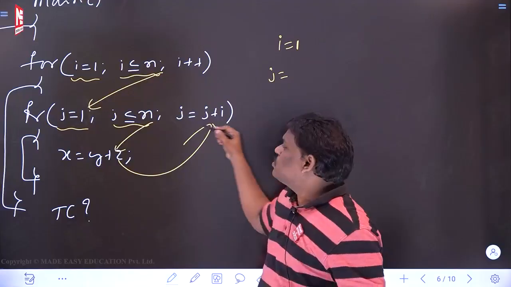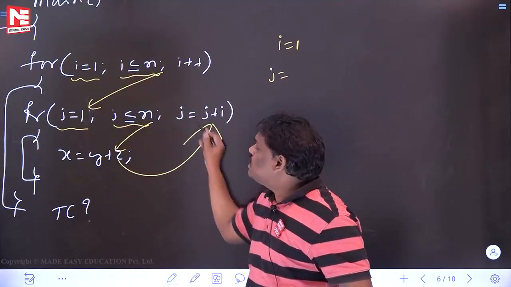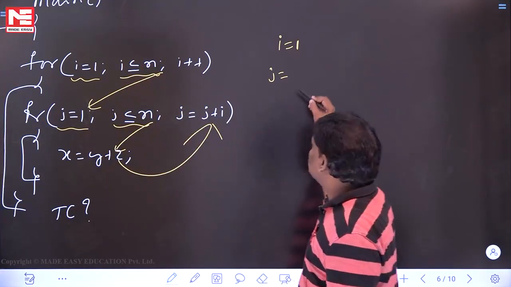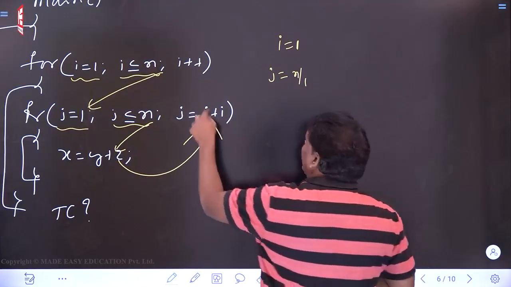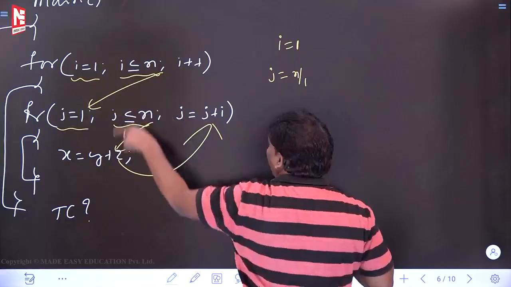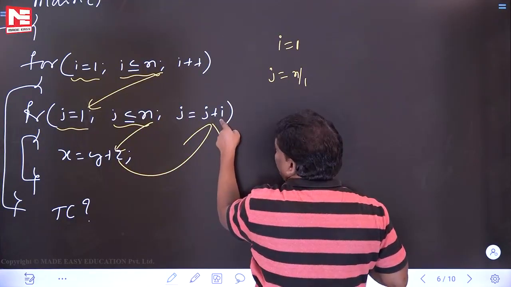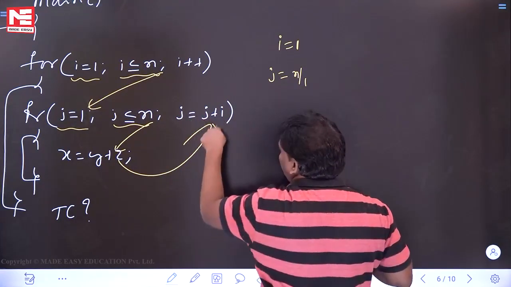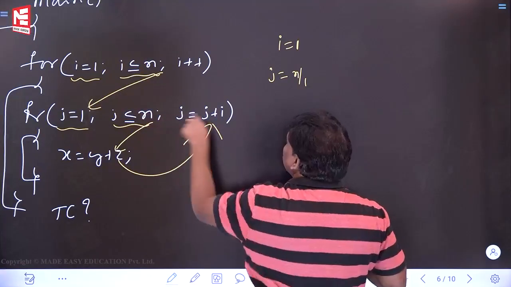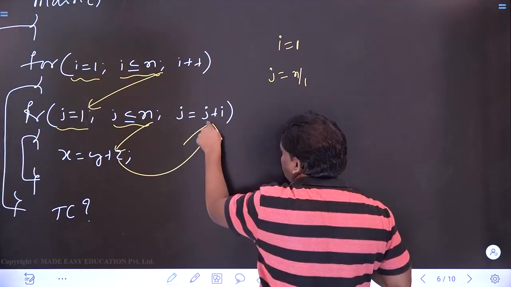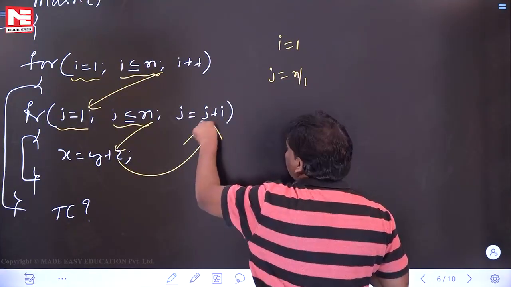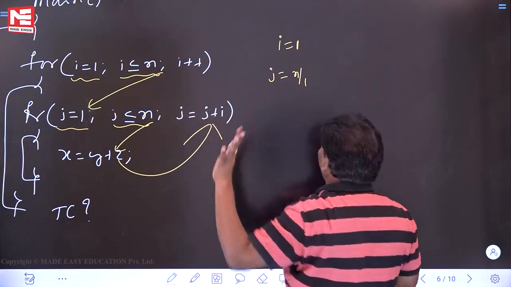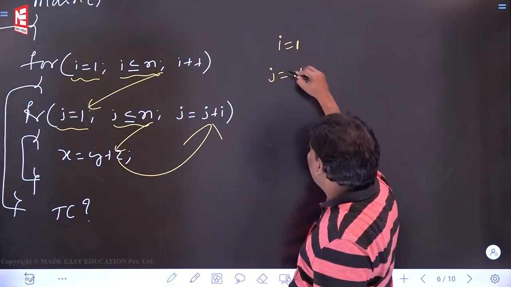Now can you help me? Whenever i value is 1, j is always incrementing by 1, then what is the answer? The j loop will go n by 1 time. Every time, see this one, i value 1, the j loop is running, plus 1, plus 1, plus 1. For each i value, j is going like that: j plus 1, j plus 1, j plus 1. So for i value 1, the j loop runs these many times.